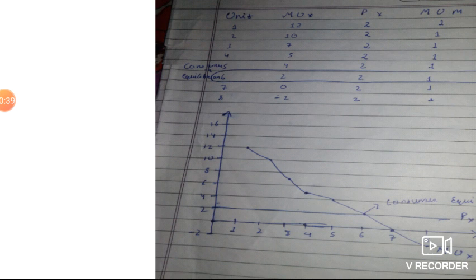In the next class, I will teach you the next approach. This is also a cardinal approach, and the cardinal approach is the second approach, consumer equilibrium in case of two commodities, which is also known as the law of equimarginal utility.